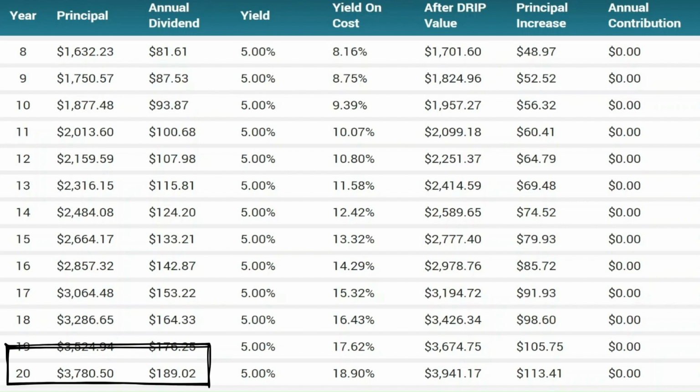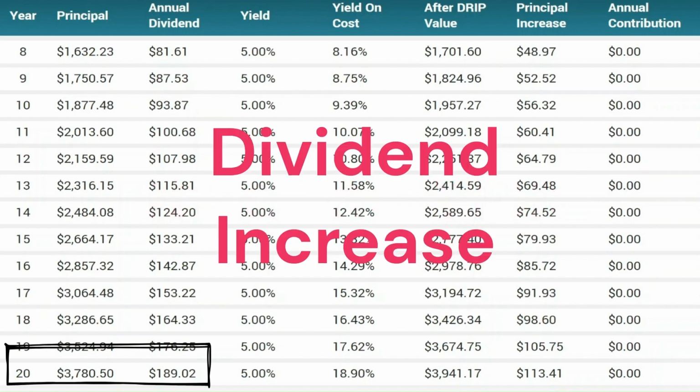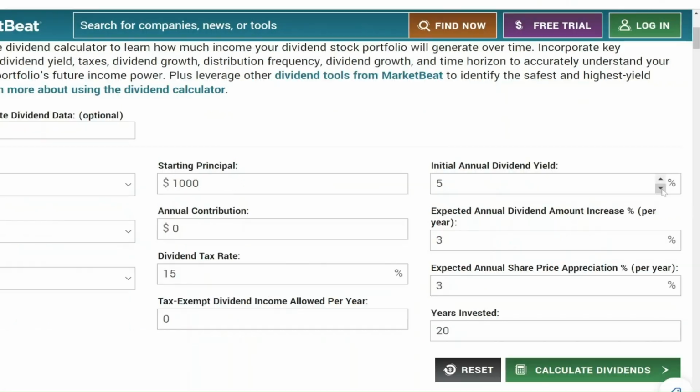Now there are factors that will make a difference in the end portfolio result, such as the dividend yield, dividend increase, dividend tax rate, etc. So go to this website and play around with the numbers yourself and account for your own personal risk and preferences, and I'll have the website linked in the description for you to check out.